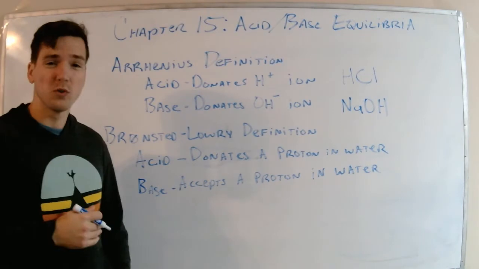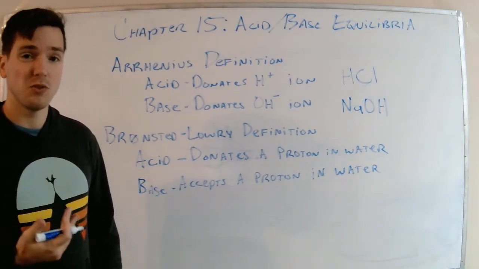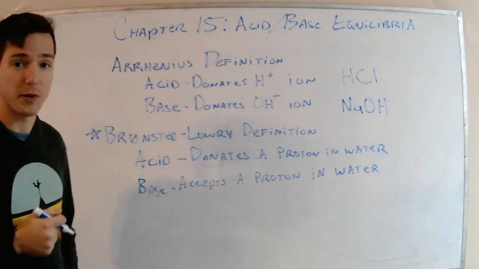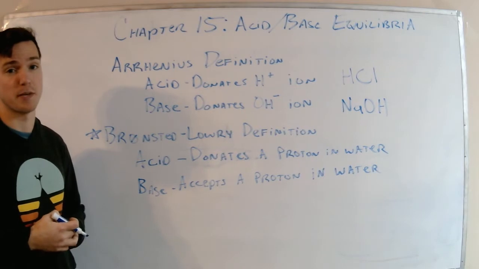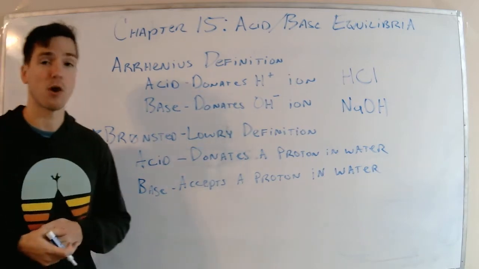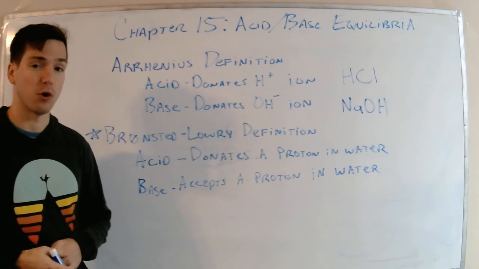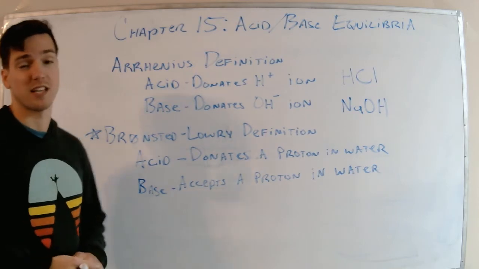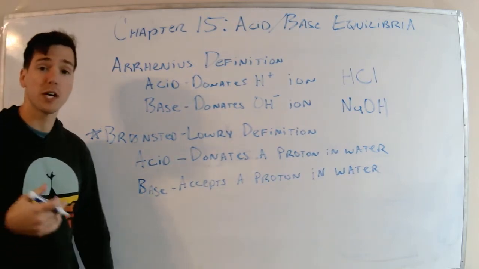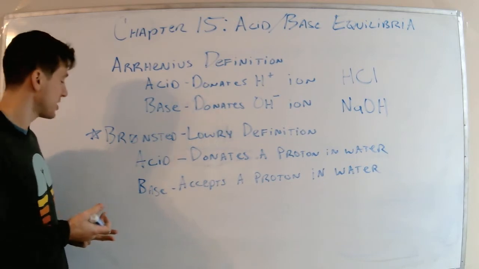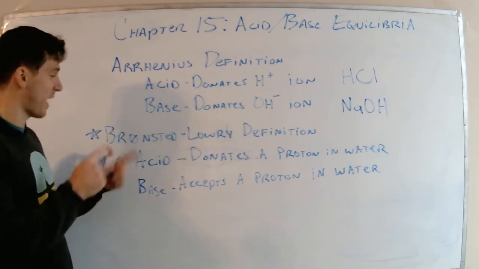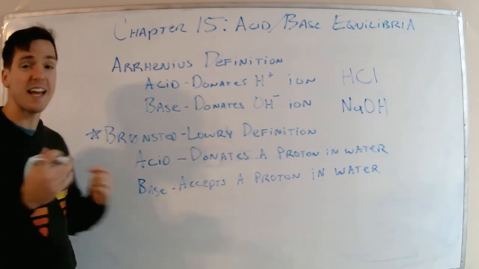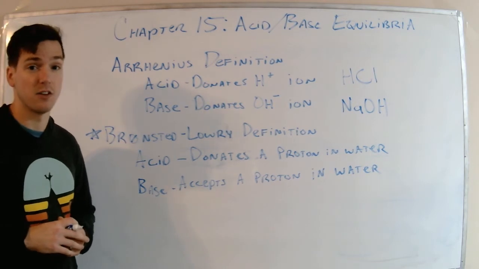So that was our old school definition, but now we got to be using a new, more accurate definition, which is the Bronsted-Lowry definition, and that's the definition we're going to be using from here on out. Acid donates a proton in water, base accepts a proton in water. And what is that proton? It's just a hydrogen atom, an H+. So we're going to be looking at some equations, seeing what's happening between certain compounds, what's happening to that hydrogen atom, and that's going to determine if it is an acid or a base.